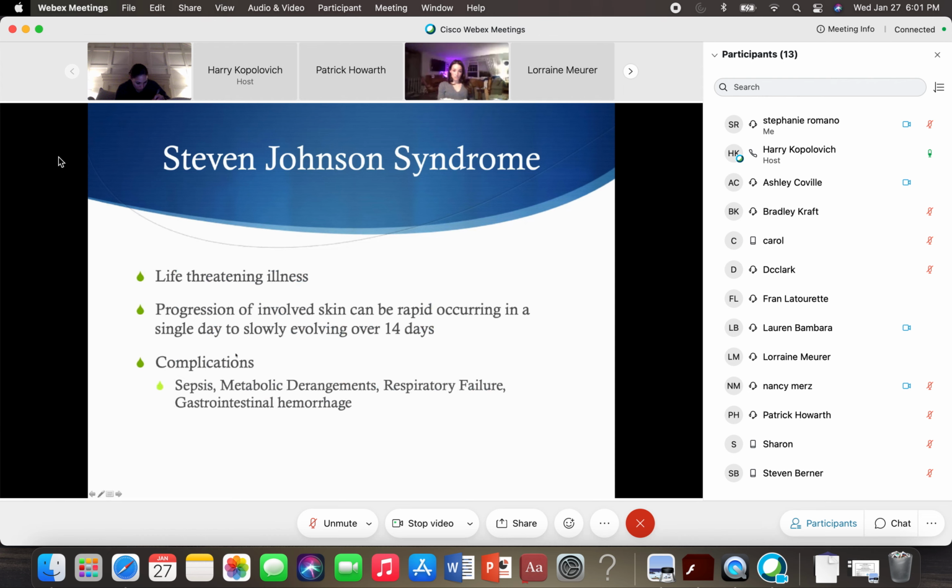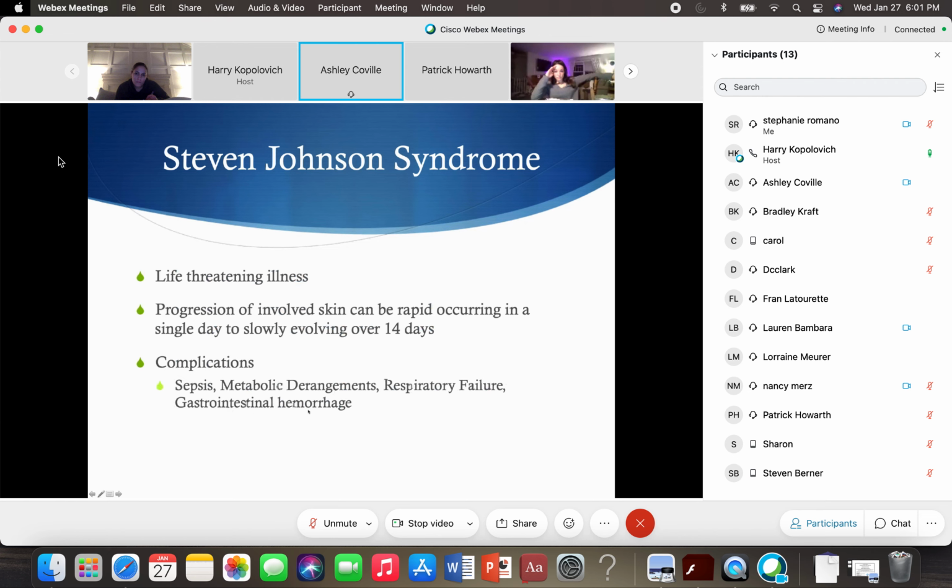Complications can result in sepsis, metabolic derangement, so these patients can become hyponatremic, they can become hypokalemic, they can result in respiratory failure because the mucosa is sloughed off, not just off of the tongue, but also of the respiratory mucosa, resulting in fulminant respiratory failure. And they can also develop gastrointestinal hemorrhage as the mucosa in their entire gastrointestinal tract starts to come off. Mortality is unfortunately very high. It's 50%.